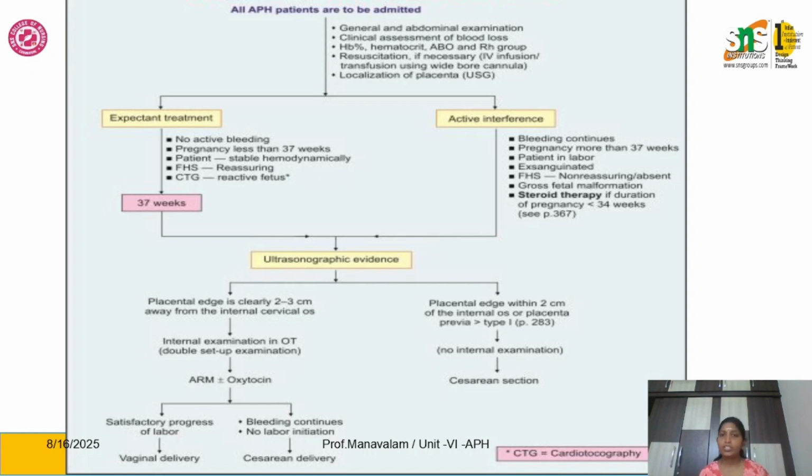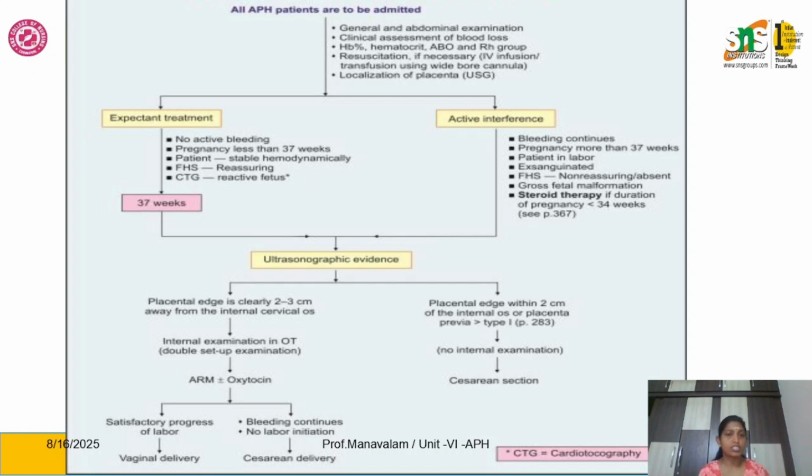On the other side, active interference: the mother has bleeding and the bleeding is continuing, the mother is more than 37 weeks of pregnancy, labor pain has started, and the fetal heart rate is non-reassuring or absent, we are not able to hear the fetal heart rate. If there is no gross fetal malformation, we can start steroid therapy, mainly corticosteroid. We can administer it to the mother mainly to improve fetal lung maturity.